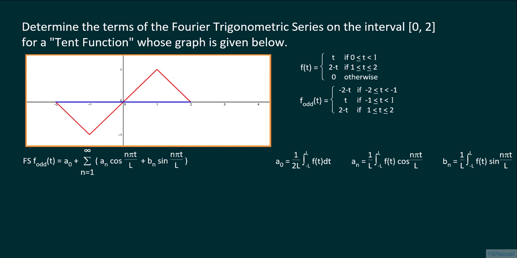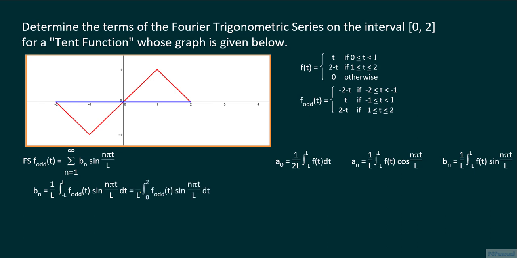This time, a sub 0 and the rest of the a sub n's are all equal to 0. This is because f sub odd, being an odd function, multiplied to 1 or cosine produces an odd function. And the integral of an odd function from minus L to L is 0. The product of f sub odd and sine n pi t over L, both being odd functions, is an even function. Consequently, we can integrate from 0 to L, L being equal to 2, and multiply the result by 2.